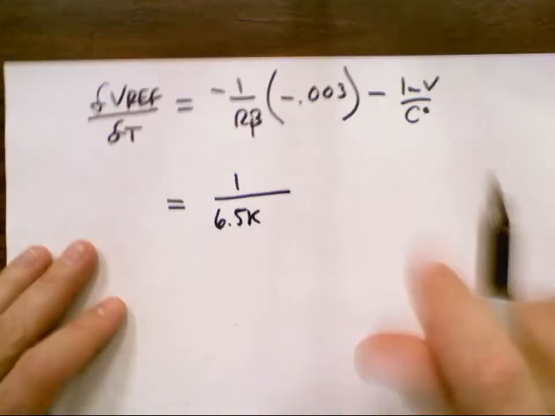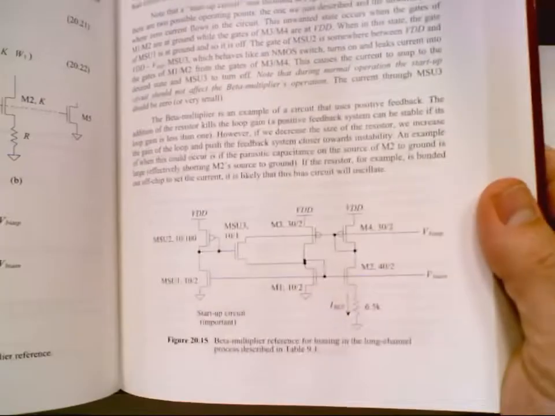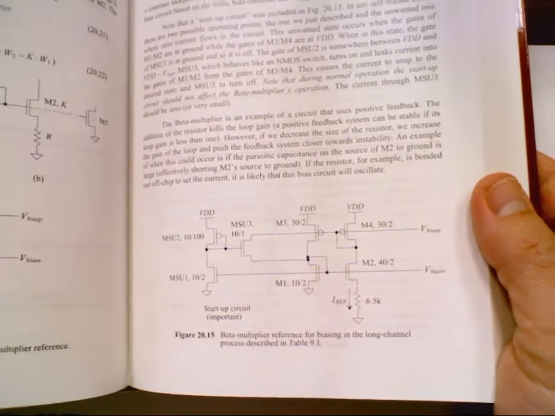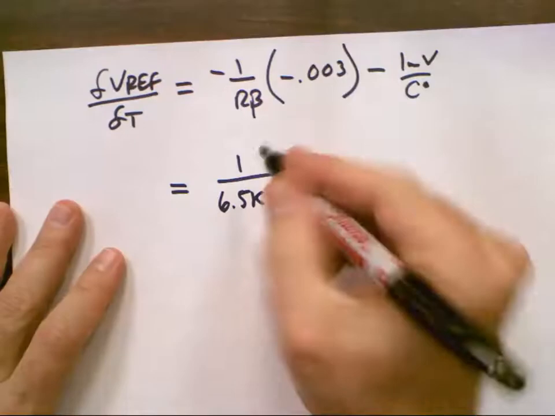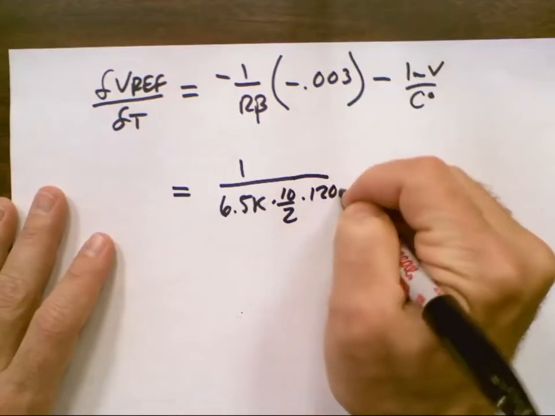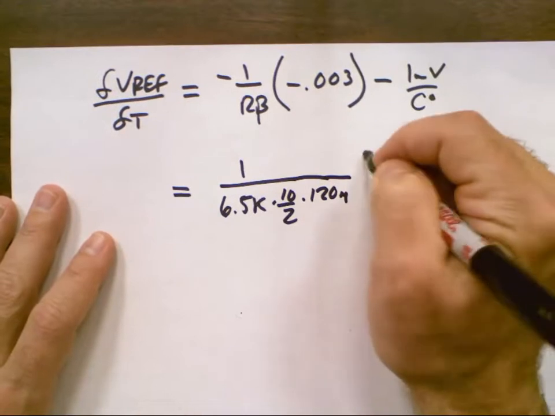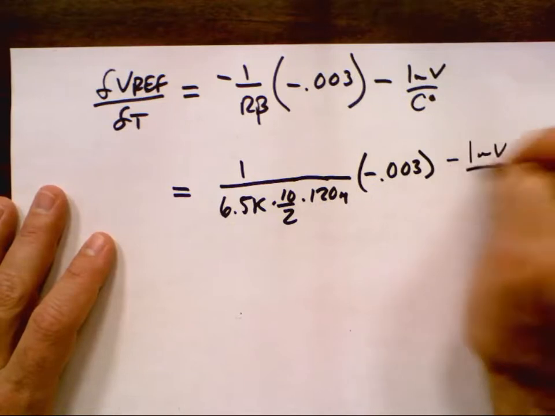6.5K, right? Here, I'll show you in the book. Figure 20.15. Okay, there's my 6.5K. My beta is 10 over 2 times what? And then that's times minus 0.003, and then that's minus 1 millivolt per degree C.